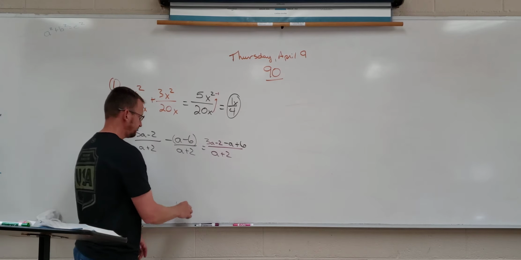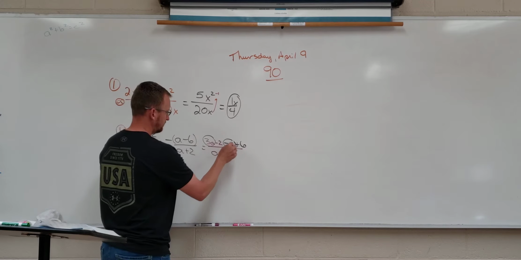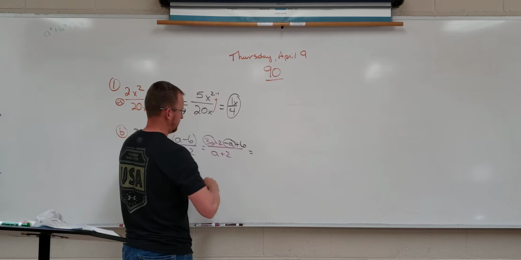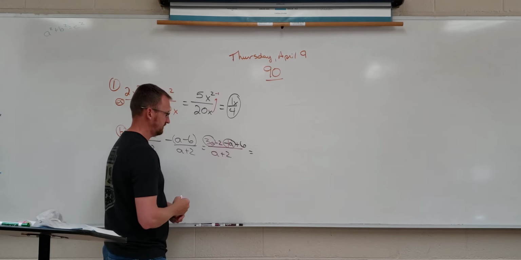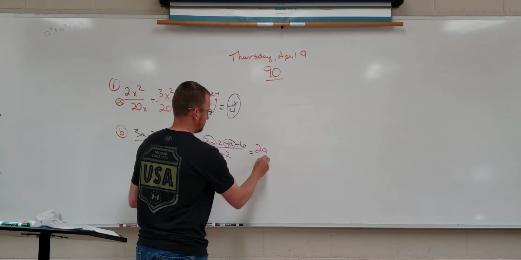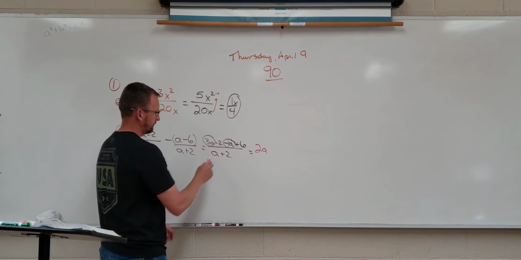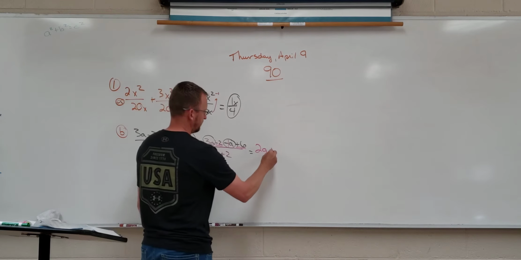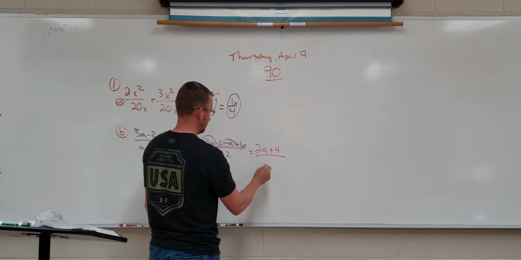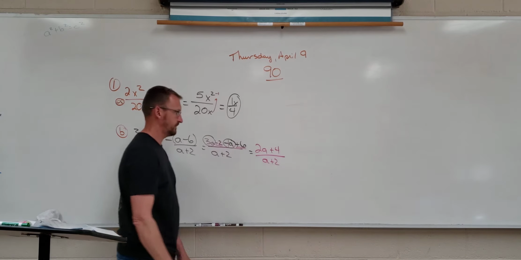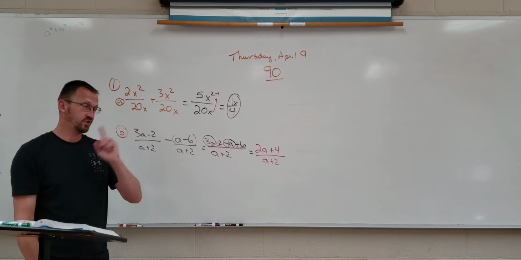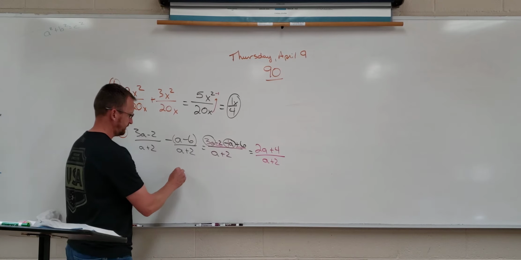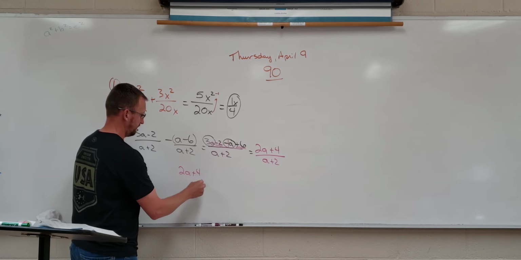Now add like terms. 3a minus a. Don't forget, that's an understood 1 in front of there. So that gives me 2a. Negative 2 plus 6 will give me 4 over a plus 2. But just when you thought you were done, we're going to add another lesson to that. I know you guys are all groaning right now.